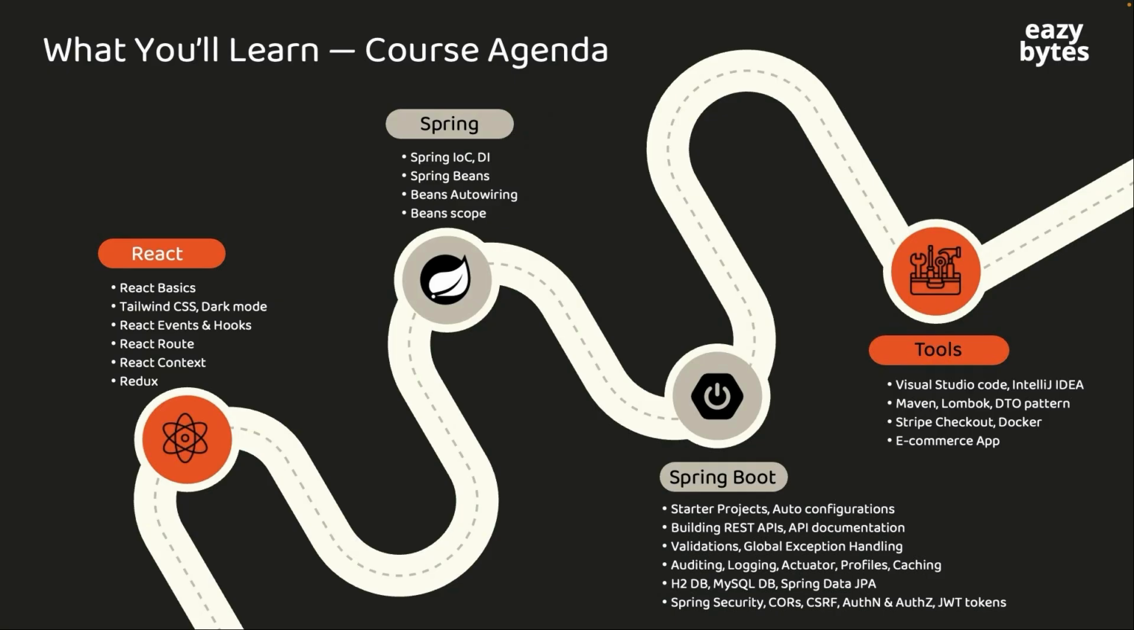Apart from building a plain backend web application, we're also going to focus on how to secure our backend REST APIs and backend business logic by using the Spring Security framework. In the same process, we're also going to explore security concepts like CORS, CSRF, authentication, authorization, and JWT tokens. Throughout this course, we're going to use various tools like Visual Studio Code, IntelliJ IDEA, Maven, Lombok, DTO pattern.